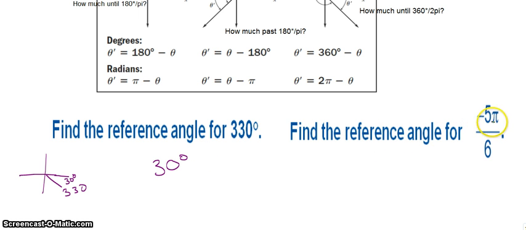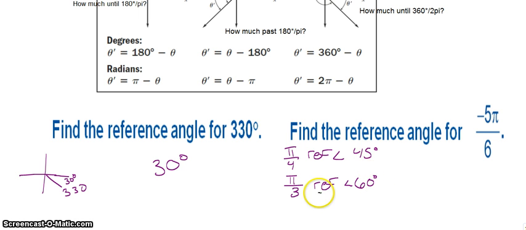Find the reference angle for negative 5 pi over 6. Now, though the radians might seem intimidating, the nice thing is your reference angles for your radians are always predictable. If I have any sort of denominator of 4, that's a reference angle of 45. If I have anything that has a pi over 3, it's going to be 60 degrees. And then for any pi over 6, my reference angle is just 30.